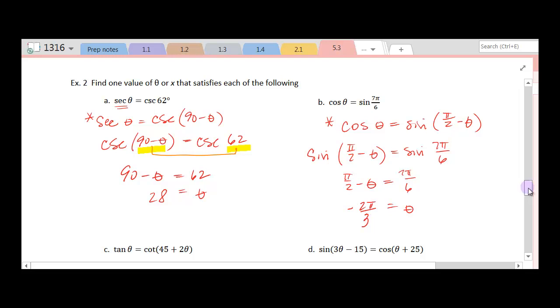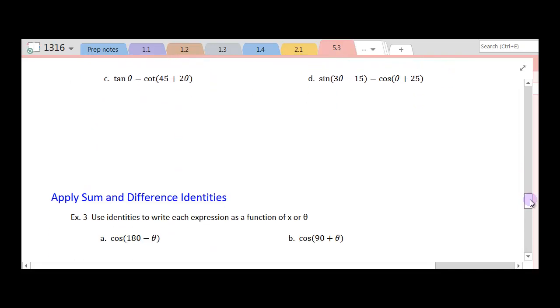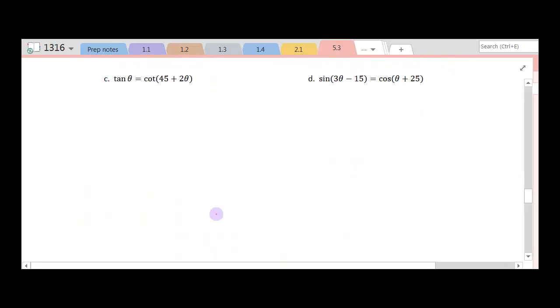Okay, we've got two more examples we're going to work, and they're just a little bit more detailed as far as using the cofunction identities are concerned. So it's the same process. Here I'm looking at this example where I'm looking for theta when the cotangent is 45 plus 2 theta.